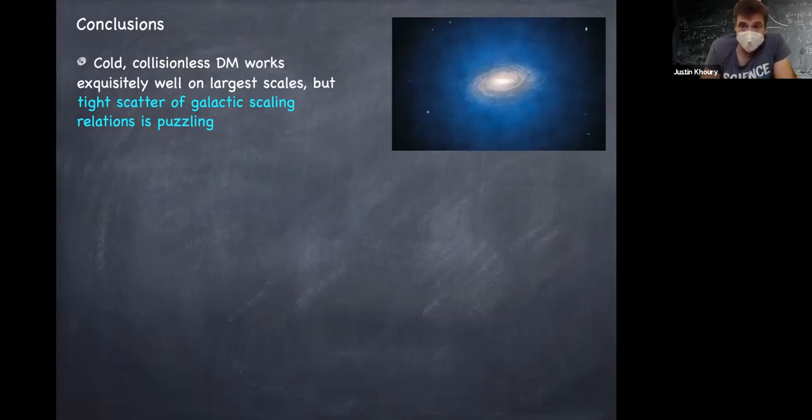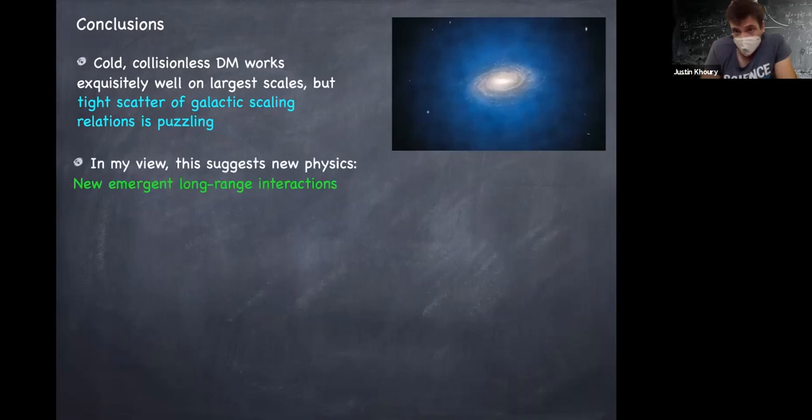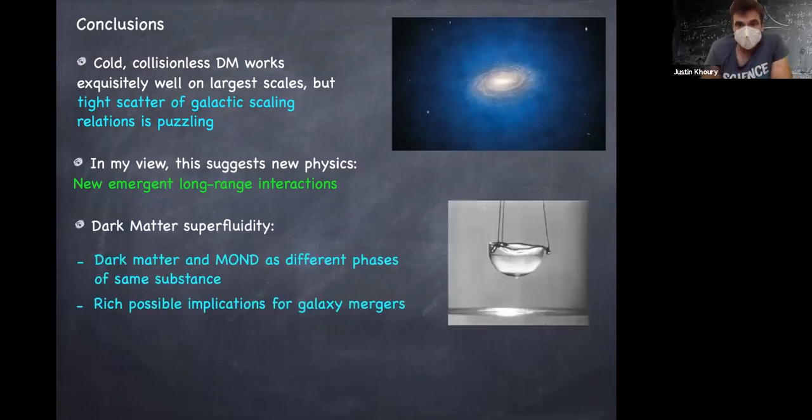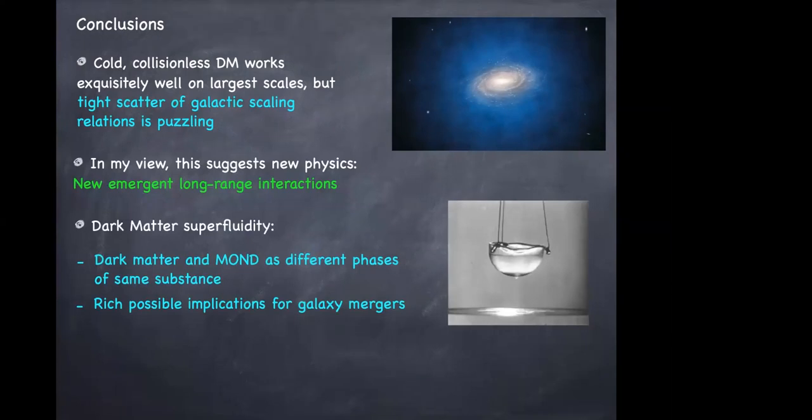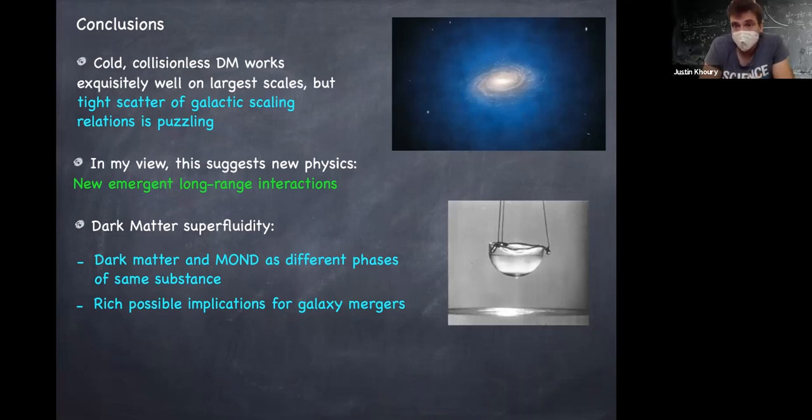But aside from this motivation, one can consider dark matter superfluidity in its own right as an interesting form of dark matter. But anyways, this was my motivation. And from my point of view, these tight relations may be suggesting that there are new long-range interactions taking place on galactic scales. And in this dark matter superfluid context that we've developed, it's interesting because both dark matter and MOND are not mutually exclusive. Rather, they are different manifestations of the same underlying physics, namely dark matter superfluidity. And as we discussed, there are some potentially rich implications for mergers of galaxies.